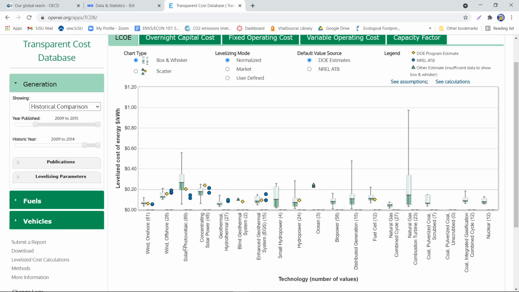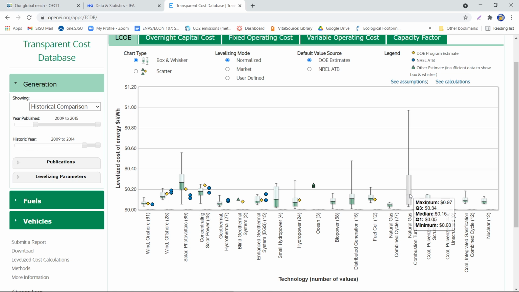So let's take a look at solar. The median cost of solar generation is 27 cents per kilowatt hour. So we see here 0.27. Now let's compare that to coal, pulverized coal and scrubbers. That's 7 cents, which is extremely small, 20 cents lower.